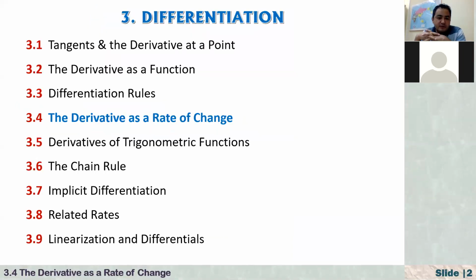We were talking about chapter 3. That's not so complicated, but still, you need to practice some questions to get a deeper intuition about these concepts and to be comfortable working with these derivatives. So far we have talked about tangents and the derivative at a point, right? Tangent means drawing a tangent line to a curve. Curve means the graph of a function.